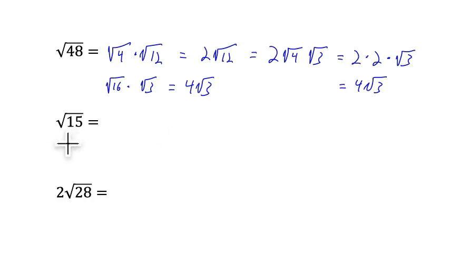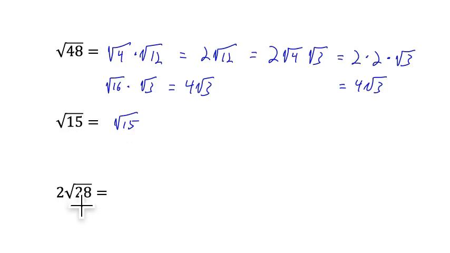All right, square root of 15. We think of two numbers that multiply to make 15, and that would be 5 times 3. But neither of those numbers are perfect square roots. So we don't need to do anything to this. So not all numbers can be broken down further in simple radical form. So the square root of 15 is just the square root of 15.